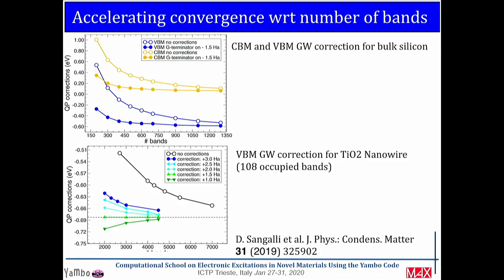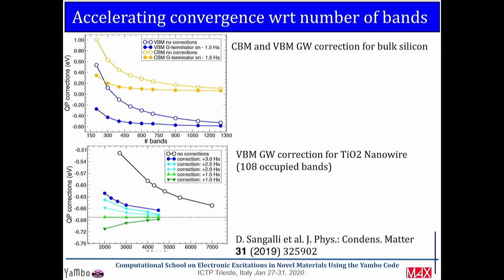This is the conduction band maximum and the valence band minimum for bulk silicon. This is a cluster, I think, and without this correction, you need probably more than 1,500 bands. Here they are already converged with half of this number of bands.